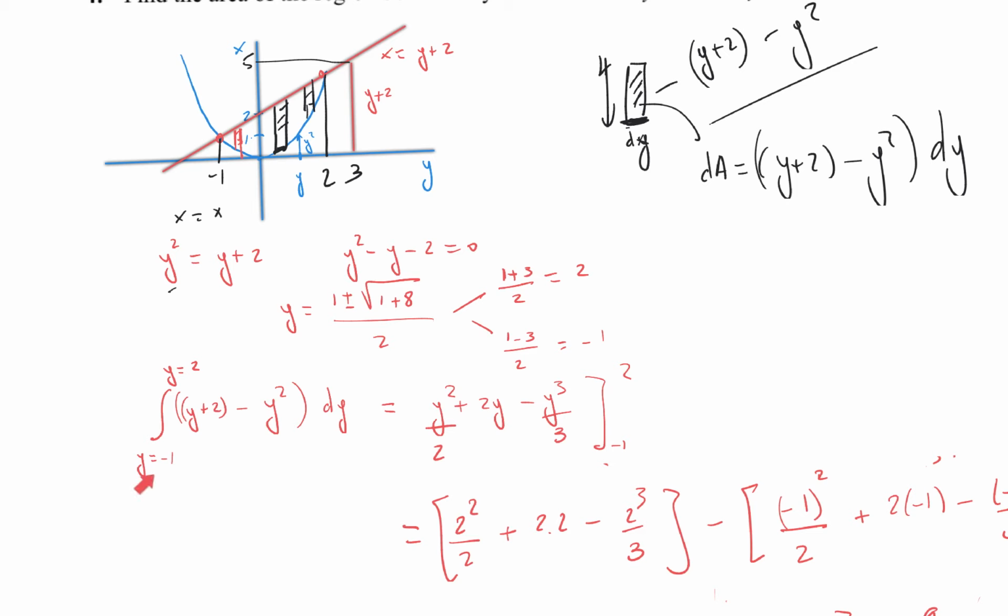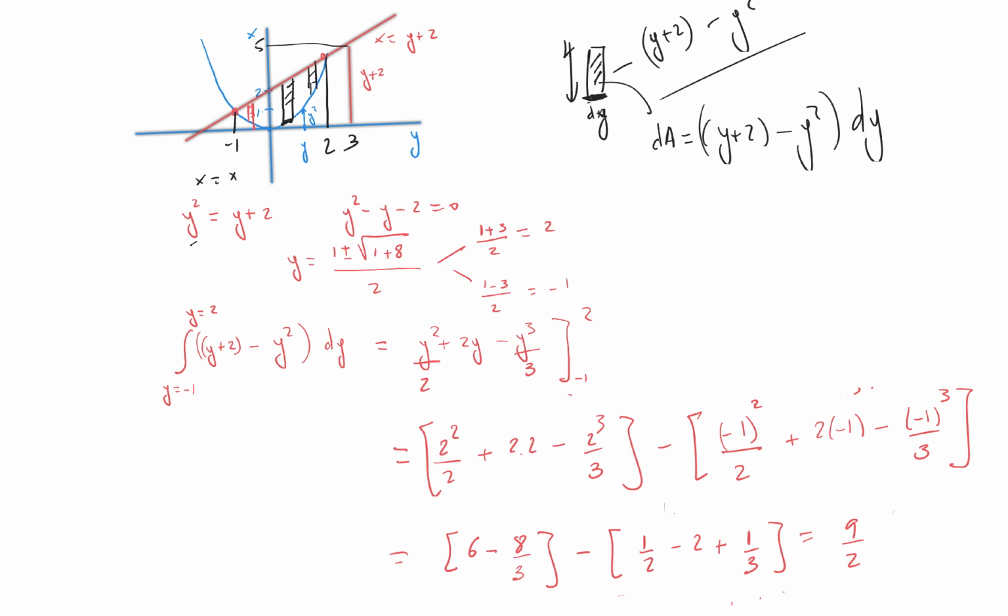I have to do the integral from y equals minus 1 to y equals 2 of all these elements, the sum. So the sum is the integral, and we evaluate between -1 and 2, and the problem is set up. But this is not exactly what the problem wants us to do.